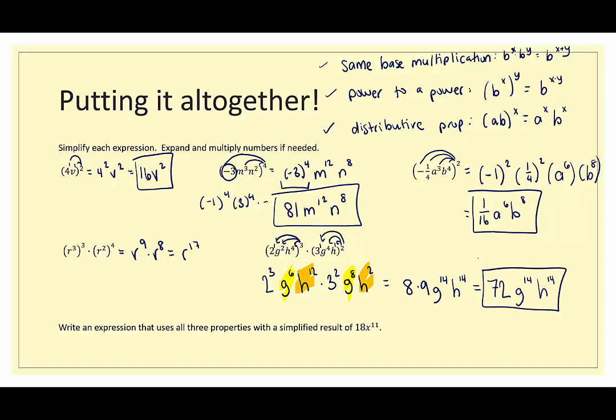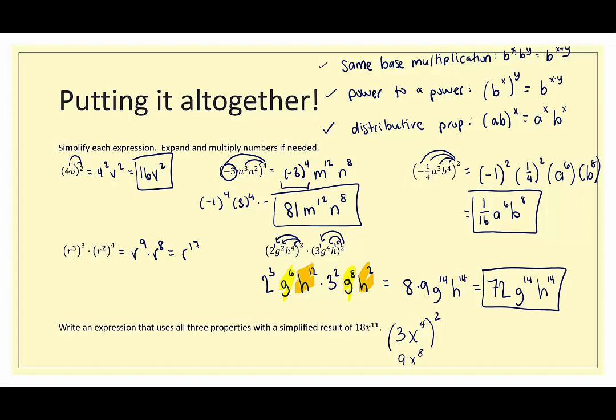For our challenge, we want to write one expression, just one expression, using all three properties. And the simplified result is 18x to the 11th. Did you come up with anything? Here's just one of the infinitely many possibilities. What if we did 3x to the 4th squared? Here we're using the distributive property. 3 squared is 9. x to the 4th squared is x to the 8th.